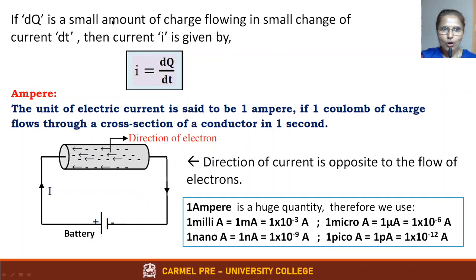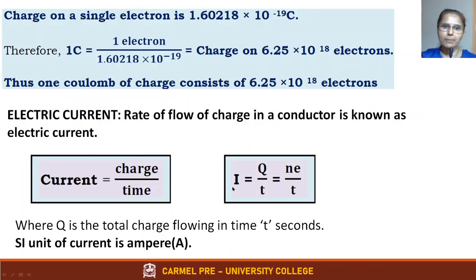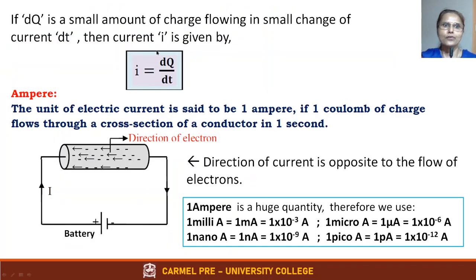Now, if small amount of charge, if we are talking about dq, and in small time dt, then the current, small i can be given by dq by dt. When we are talking about small variation in current, then we will have to represent it by small i. If it is a fixed charge, fixed time, then it will be fixed current, as we discussed here. Capital I is for fixed current, fixed charge, fixed time. This is for varying charge, varying time, varying current. i is also equal to dq by dt.